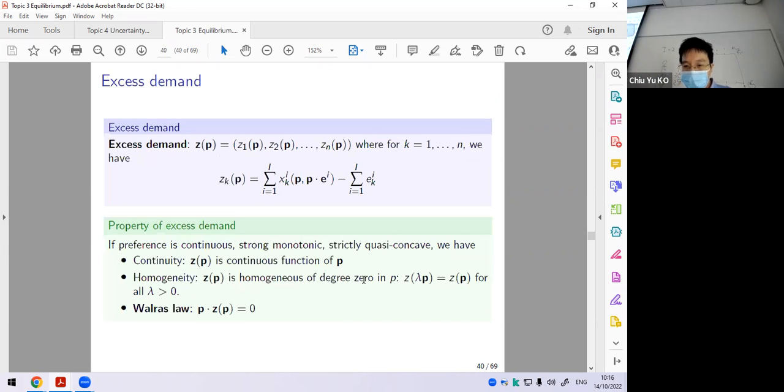And the next thing we learn is what we call excess demand. Excess demand is just, you can imagine, the Marshallian demand minus the endowment.